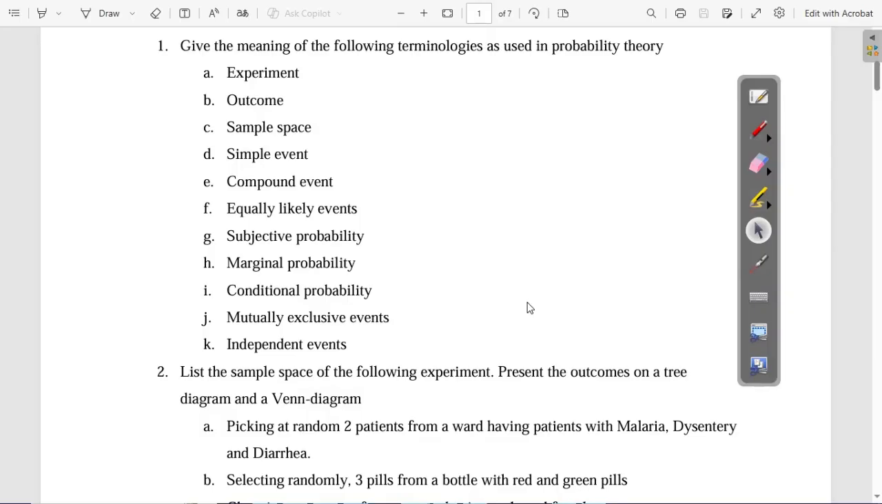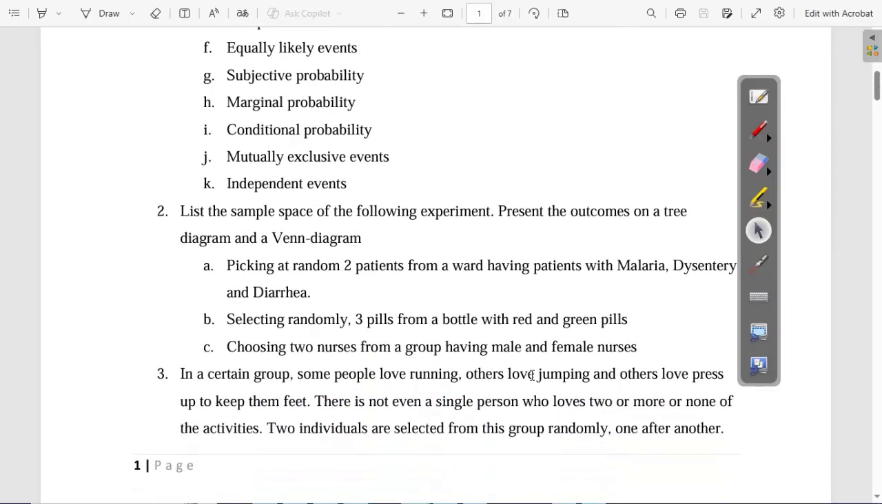So we're going to start from the definitions of the terminologies that we use in probability theory, like the sample space, conditional probability, mutually exclusive events, independent events. We're going to define all these that you can see there in simple ways. We're going to see how we can come up with the sample space if we're given an experiment, and also represent the sample space on tree diagrams.